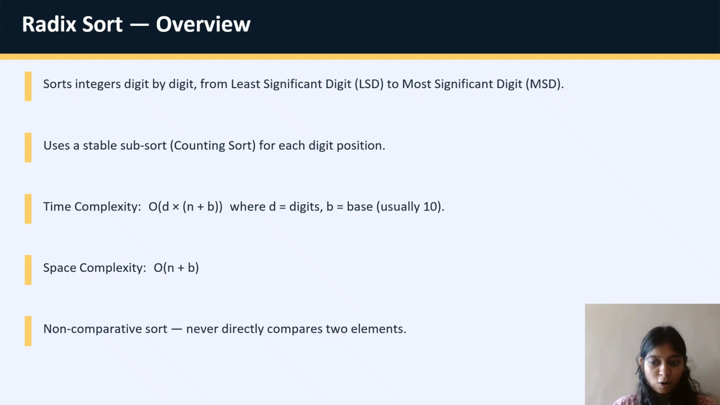Time complexity is O(d * (n + b)), where d is the number of digits and b is the base, usually 10. And it is a non-comparative sort, it never directly compares two elements.